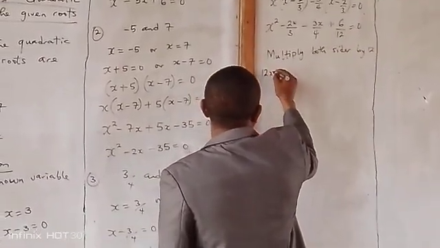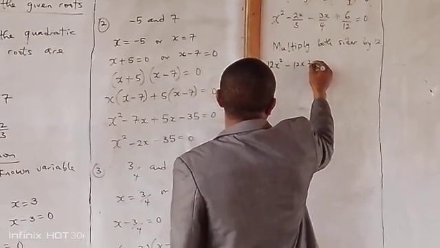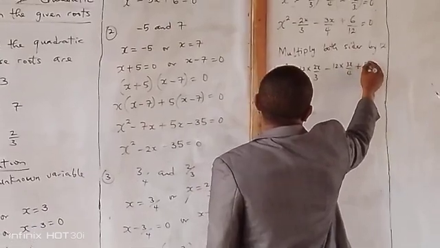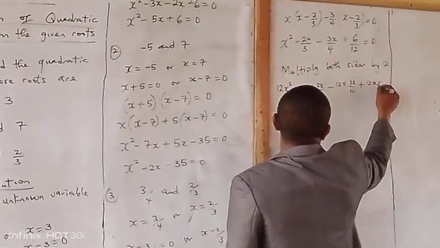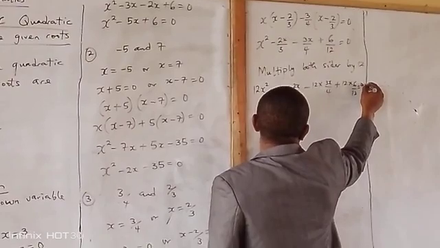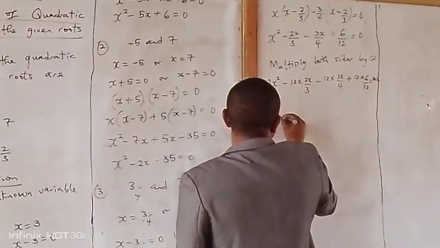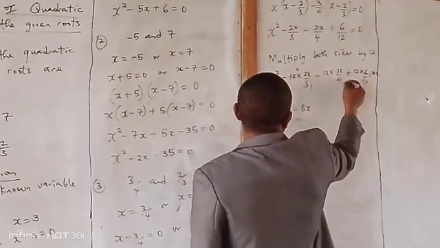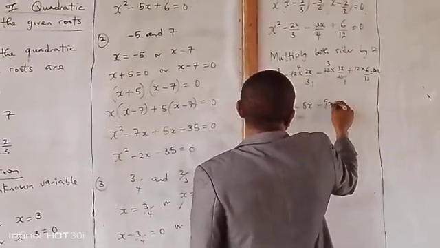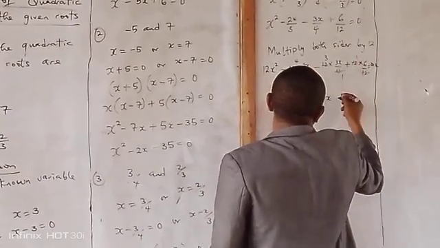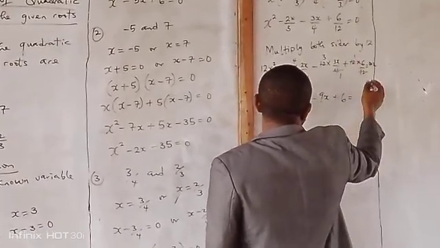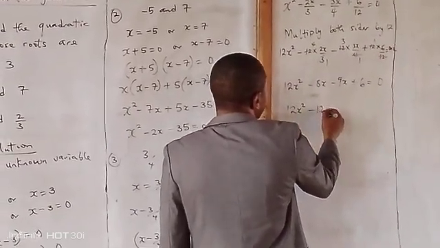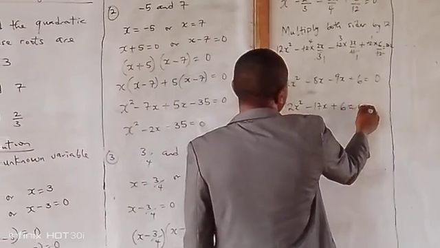So we are going to have 12x squared minus 12 times 2x over 3 minus 12 times 3x over 4 plus 12 times 6 over 12 is equal to 0 times 12. Then we are going to have 12x squared, 3 here 1, 3 here 4. We are going to have minus 8x, 4 here 1, 4 here 3, minus 9x, then 12 here 1, 12 here 1. We are going to have plus 6, and the 0 times 12 will give us 0. So we are going to have 12x squared minus 17x plus 6 is equal to 0.